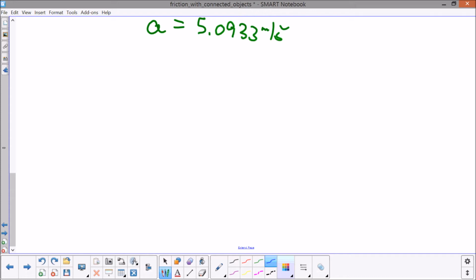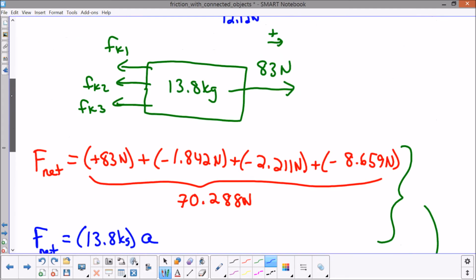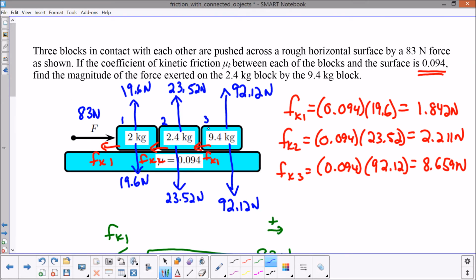I can't just start by looking at box 2 because box 3 pushes box 2 to the left, and I don't know that force, that's what I'm looking for. And box 1 pushes on box 3 to the right. If I go back and look up at this, I have box 3 pushing on box 2 to the left, and I have box 1 pushing on box 2 to the right, and I don't know either of those forces. The force of 1 on 2 is not just this 83 newtons. Some of this 83 newtons is being used to accelerate box 1, and then some of it is transferred over to box 2.